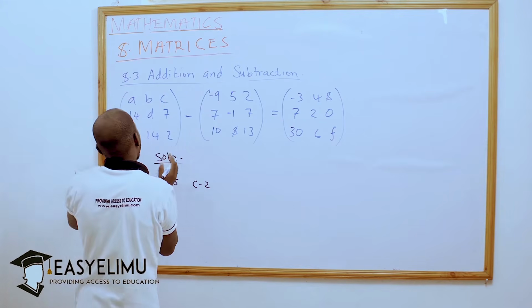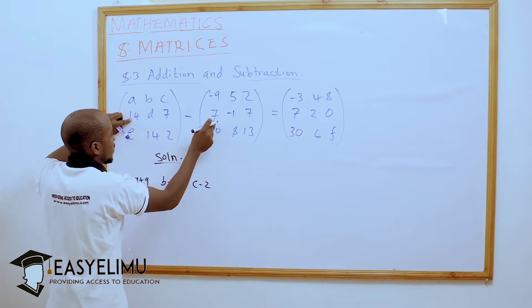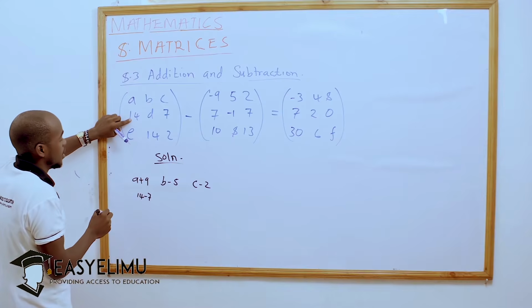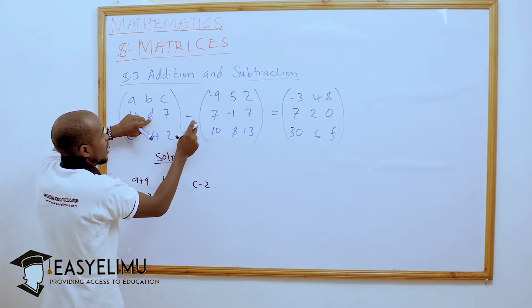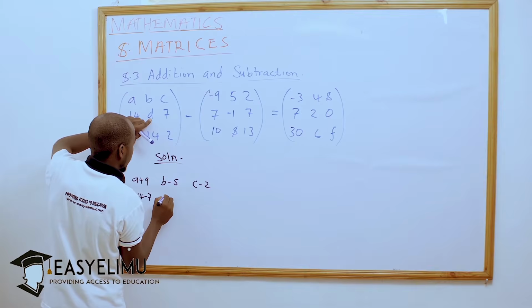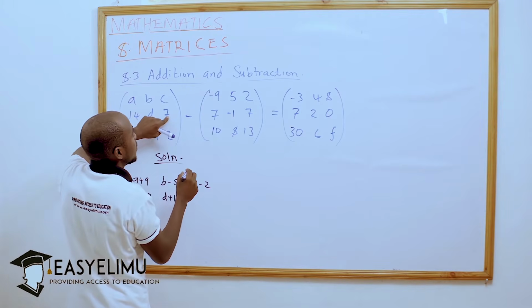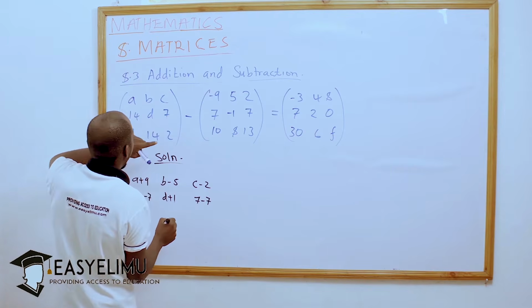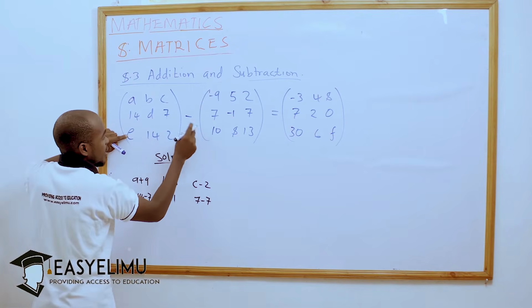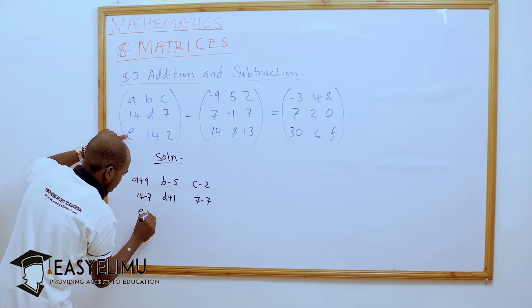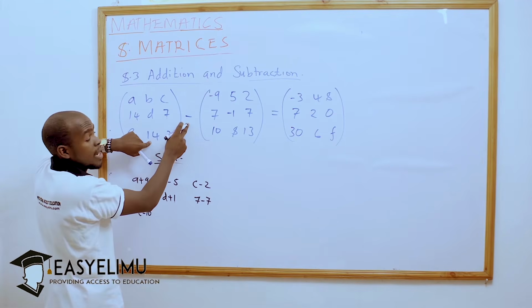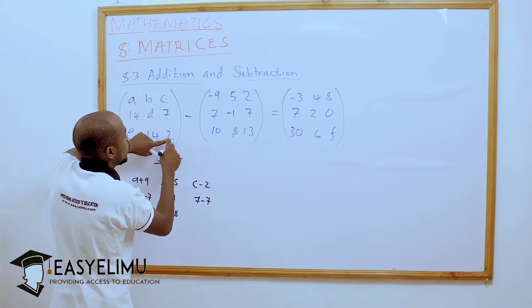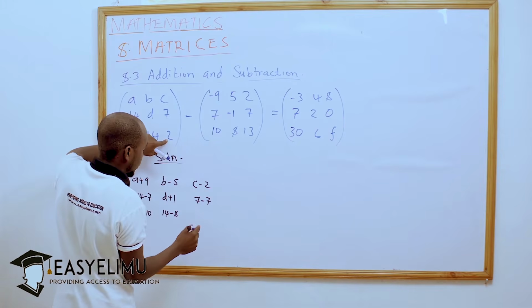Let's first work out the left hand side. 14 minus 7, you are going to get 7. So it will be 14 minus 7 for here. And here will be D minus 1. So we are going to have D plus 1. Here will be 7 minus 7. And here we are going to have E minus 10. Here is 14 minus 8. 2 minus 13.